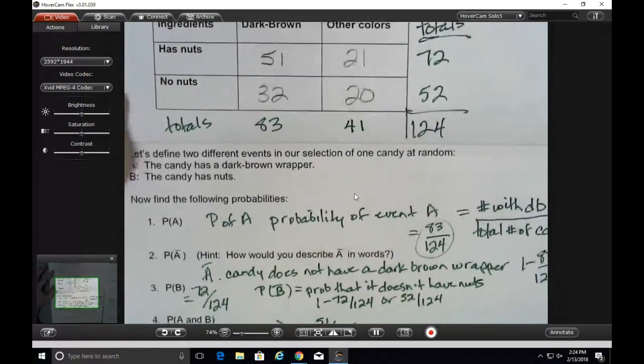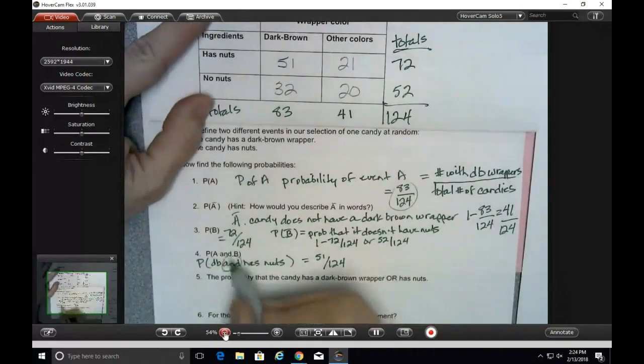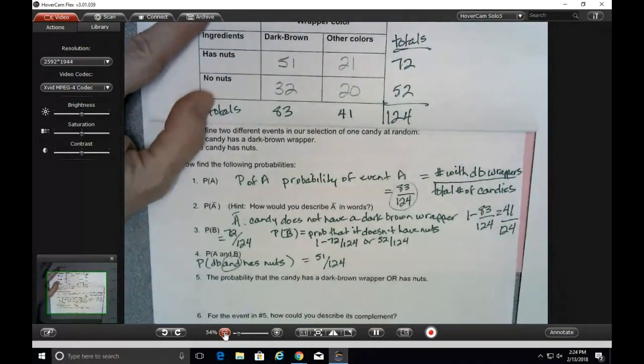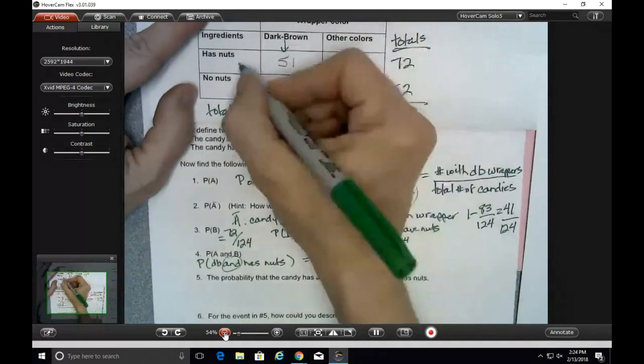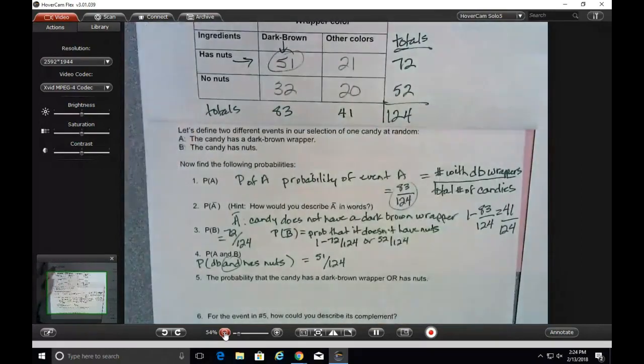in the table. So for this, if you have the table, all you're looking for, if you have an and, is just the intersection of the row and the column in the table that have those two conditions. It's like this one, we're just doing the intersection of this column and this row, and that turns out to be that one cell right there. That's how many candies there are that have those two conditions, and then we're just dividing it by the total.